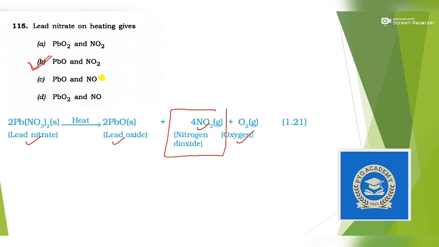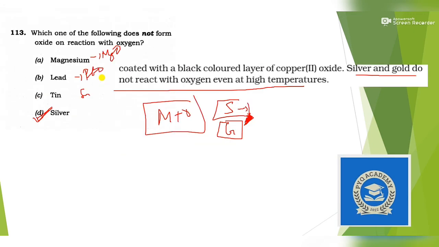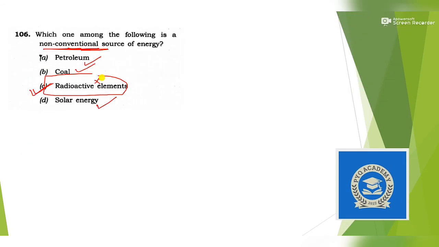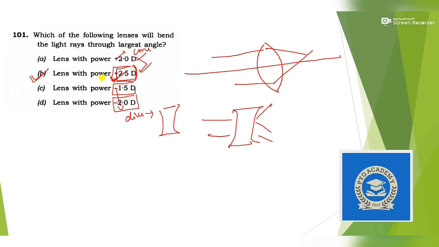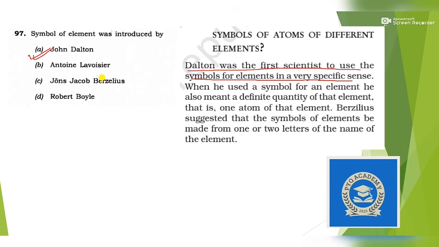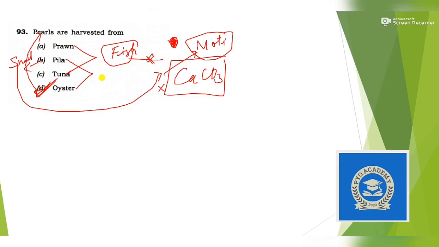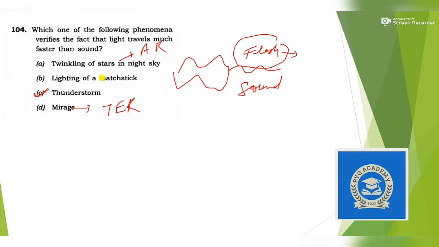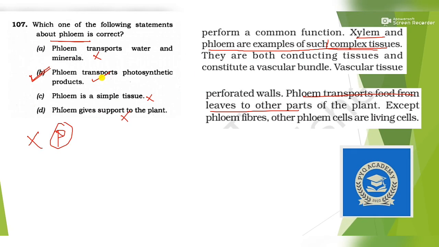So there were, I think, total 30 questions in this paper, and almost all the questions have reference in NCERT of class 9 and 10. So you should remember each and every line if you want to score 30 out of 30.